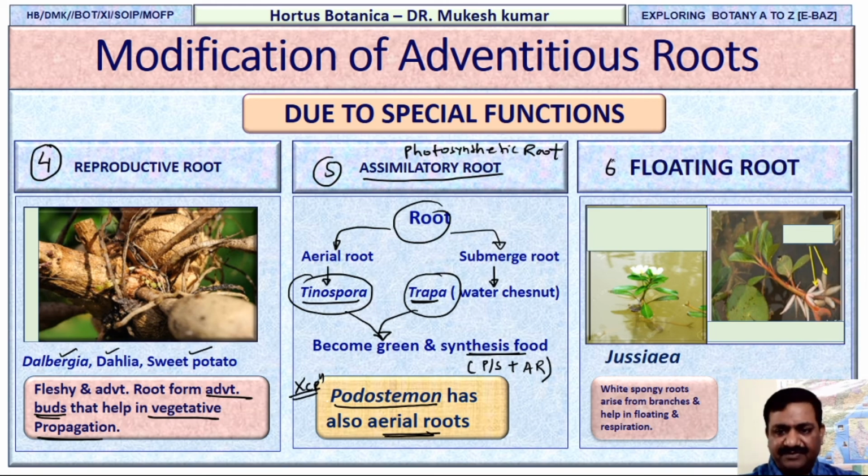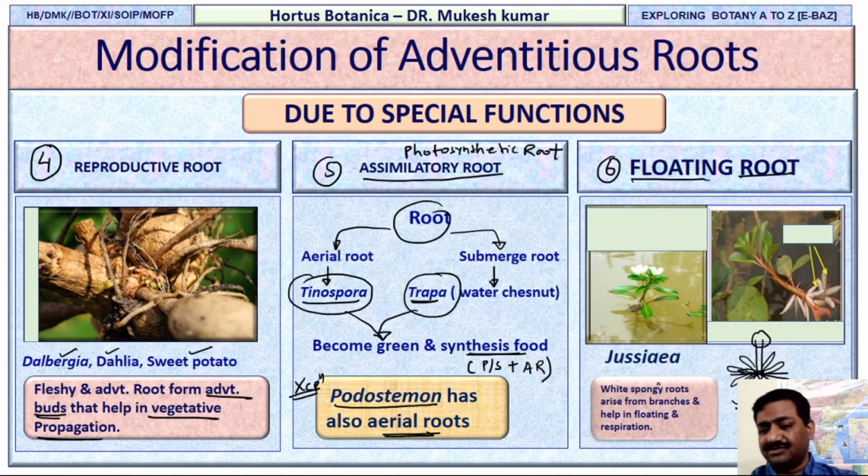Now the next one we have is the floating root. We will find here that these are the nodes of the plant and they become such types of this. See, these are the adventitious roots growing around, and they just spread at the basal part. Okay, so that when the water current comes, it will balance its body and provide mechanical support to the main body part. Okay, that's why it's called floating root.